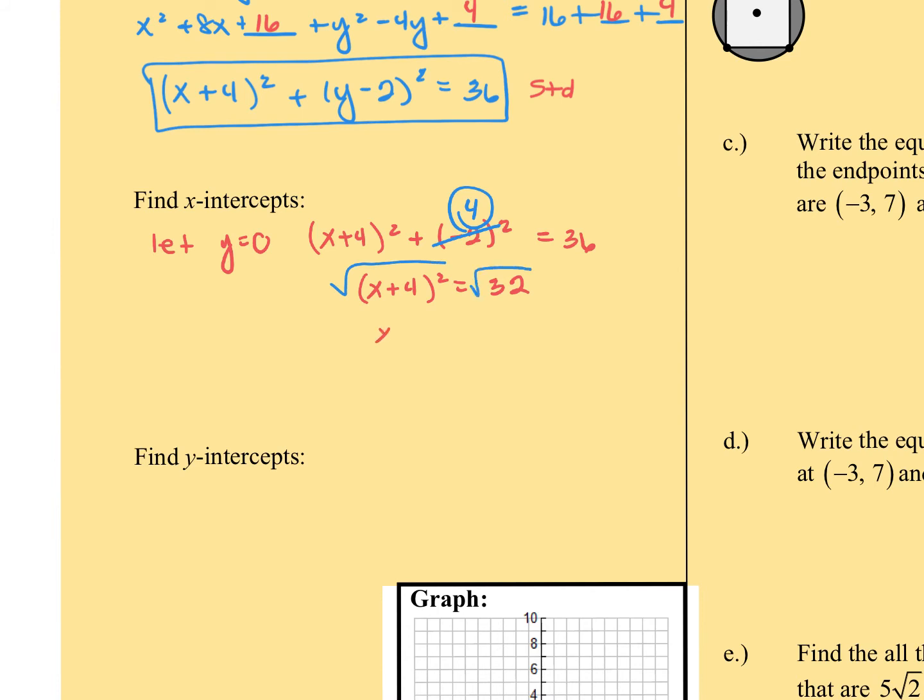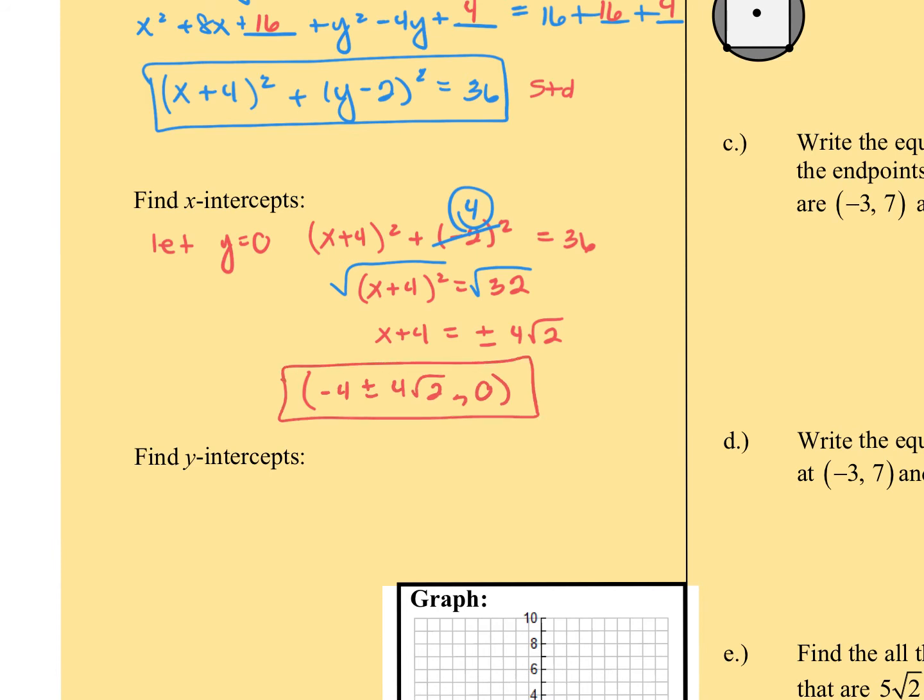Remember, on the left, that's going to give us an x + 4. On the right, we can't forget that plus or minus, and then we'll simplify that square root of 32 to a nice 4 radical 2. So our x-intercepts are pretty easy to write. Mentally moving this negative 4 to the other side, that's going to give us a negative 4 plus or minus 4 radical 2, comma 0. Those would be my x-intercepts.